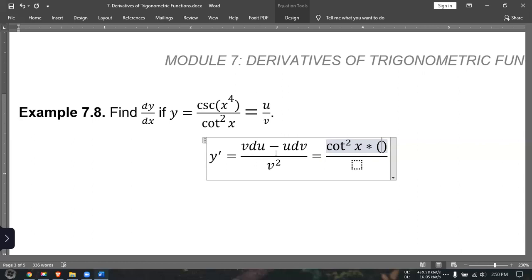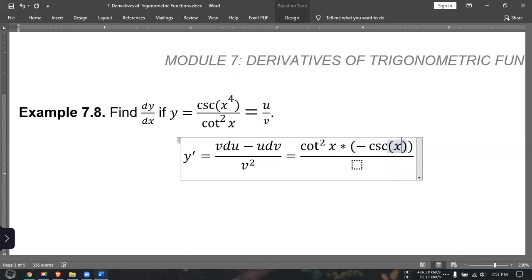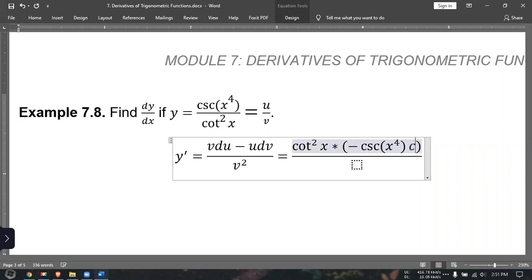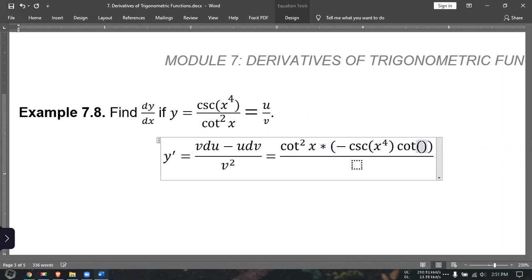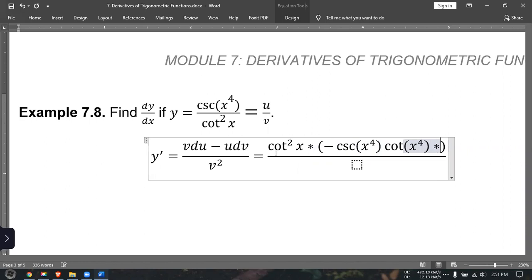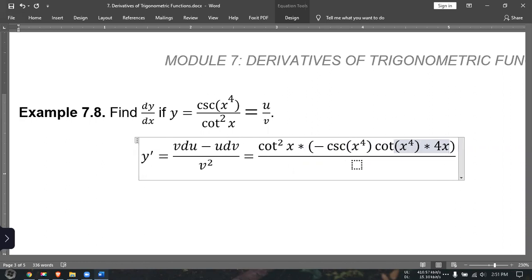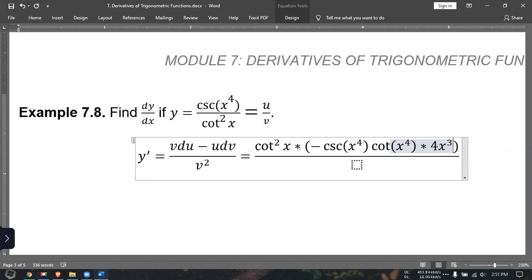What is the derivative of cosecant? Use our definitions. The derivative of cosecant u is negative cosecant u cotangent u du. Negative cosecant u cotangent u. And then our du is actually the derivative of x to the fourth, which is 4x cubed. This is the v du here.